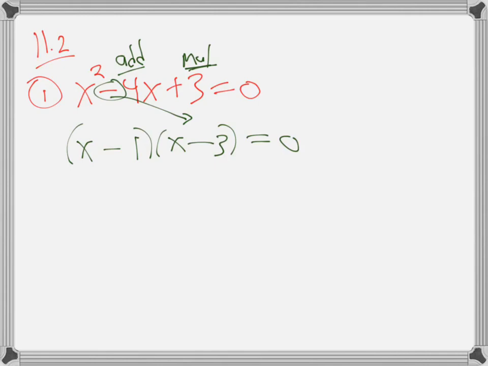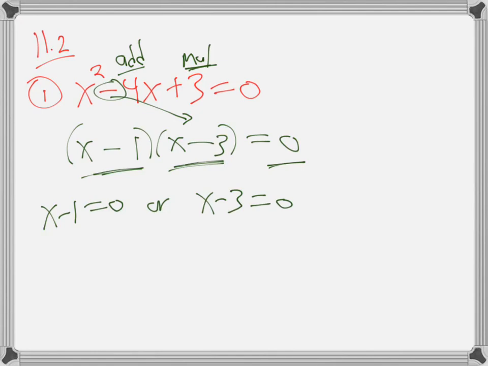Each one equals 0, right? Because if two things times to be 0, like if I said to you, hey, I'm thinking of two things, they're times out to be 0. That's what this is saying, right? Something times something is equaling 0. They're multiplying. If two things multiply to be 0, either one could be 0. The first one could be 0, or the second one could be 0.